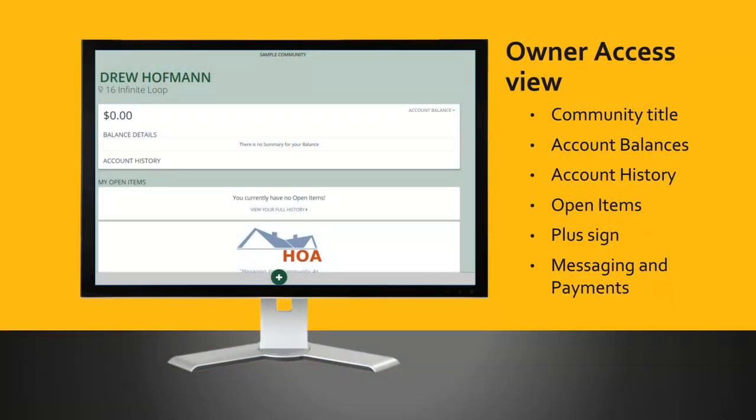As the owner accesses the information, logs into the system, they can see the community title at the top, their account balance, account history, navigate to open items. They can use the plus sign at the bottom to go into the messaging and payments area.